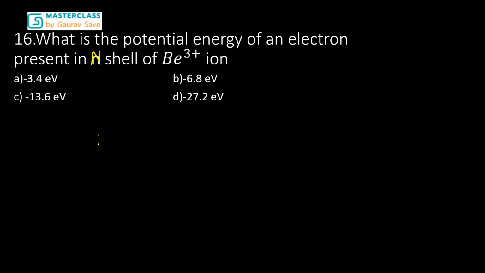Now, as we all know, K, L, M, N are the names of shells, and the value of n for the K shell is 1, for L it is 2, for M it is 3, and for N it is 4. So they are asking us the potential energy in the fourth shell of the B plus 3 ion. Now we know the formula of total energy: En is minus 13.6 into Z square upon n square.